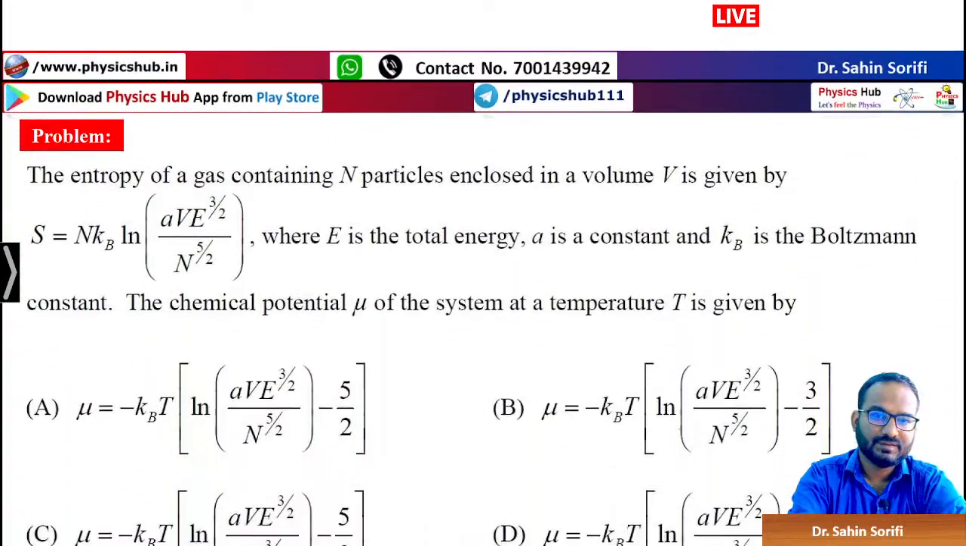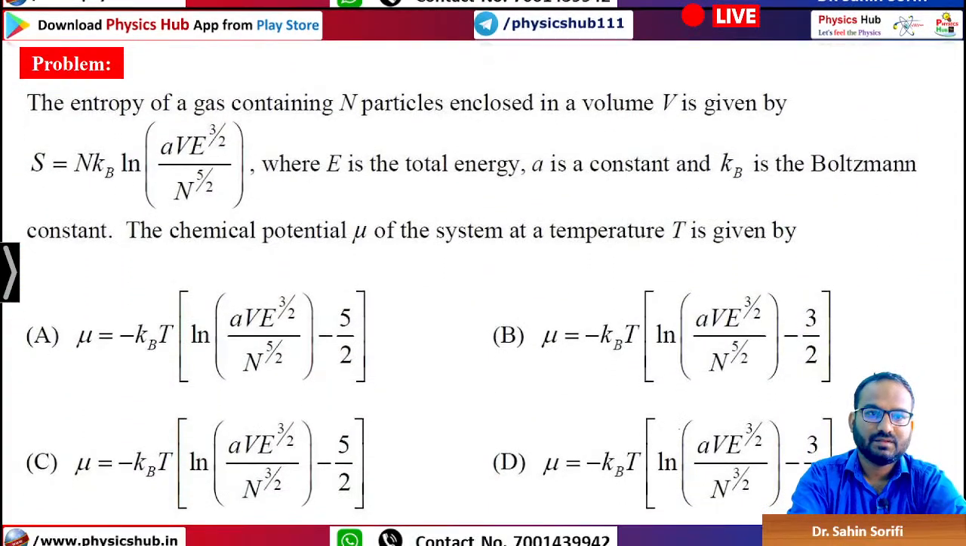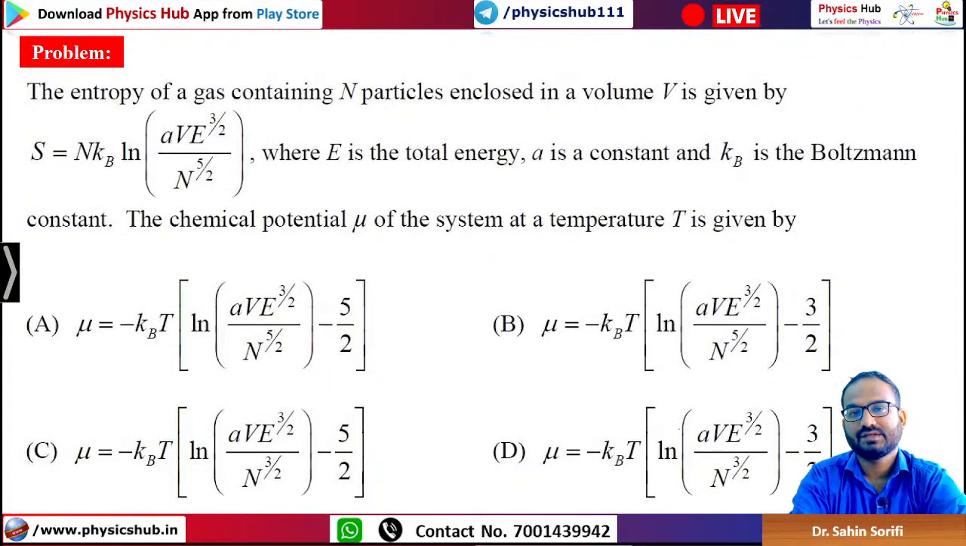Okay, try to do this problem then. The entropy of a gas containing n particles enclosed in a volume V is given by this, where E is the total energy, A is a constant, and Kb is the Boltzmann constant. The chemical potential mu of the system at a temperature T is given by.